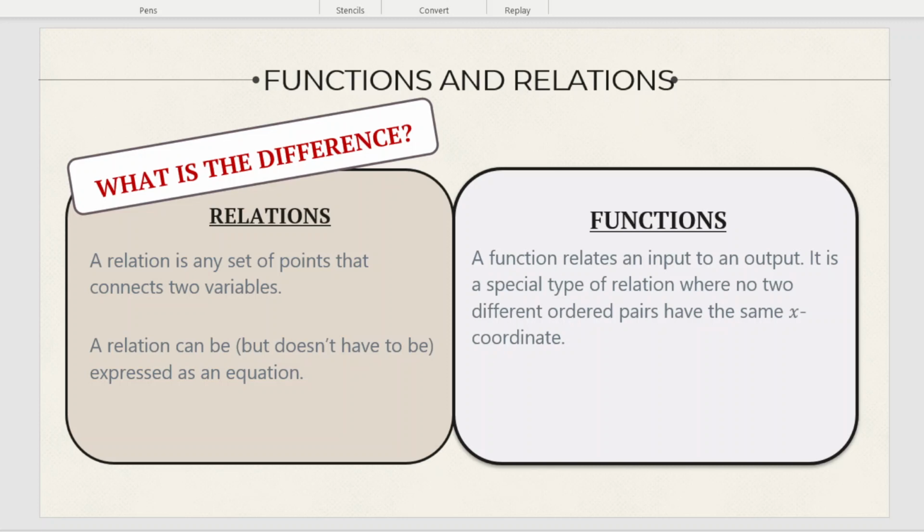Then on functions, functions relate an input to an output. A function is a relation. However, no two different ordered pairs are going to have the same x coordinate.